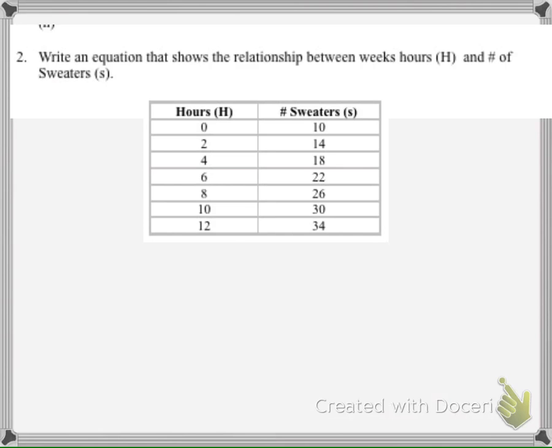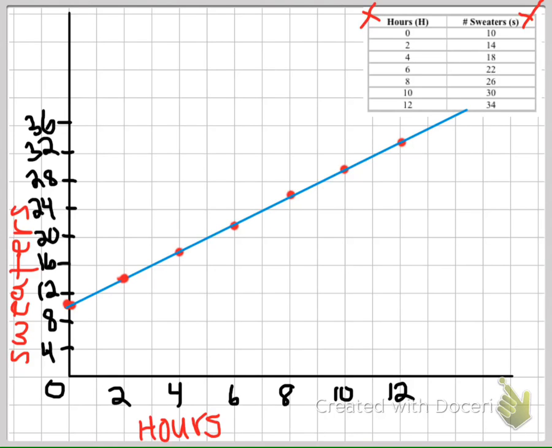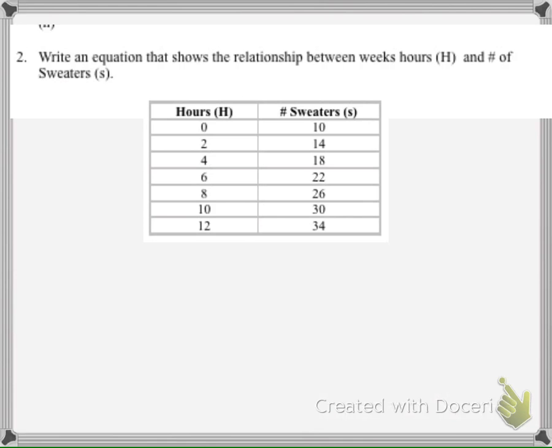Now, problem number 2 asks to write an equation. I could have used the graph to do this by making a slope triangle. Let me change my color real fast. I could make my slope triangle and do rise divided by run to find my slope, and then my y-intercept is right here. But I can also do it from a table by putting in my carets. This is going up by 4 each time, and my x-axis is going up by 2 each time. So I do 4 divided by 2 equals 2, and that is the slope of my equation.